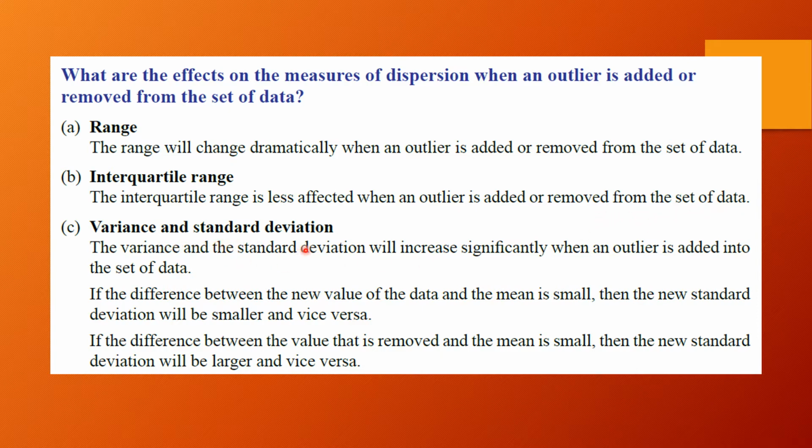Variance and standard deviation. The variance and standard deviation will increase significantly when an outlier is added into the set of data. If the difference between the new value of the data and the mean is small, then the new standard deviation will be smaller and vice versa. If the difference between the value that is removed and the mean is small, then the new standard deviation will be larger and vice versa.